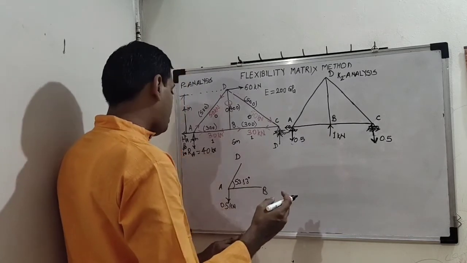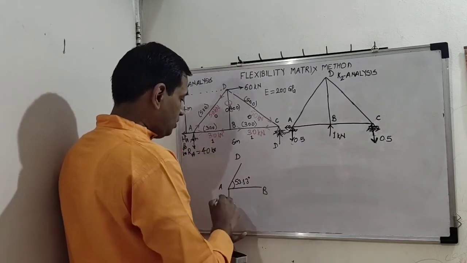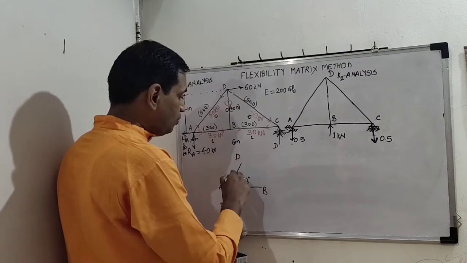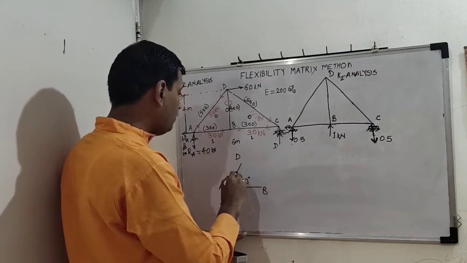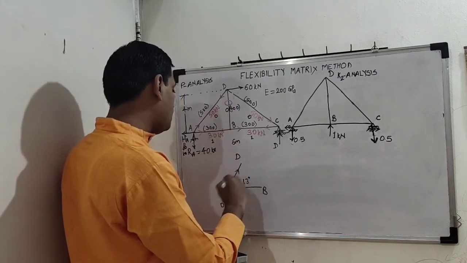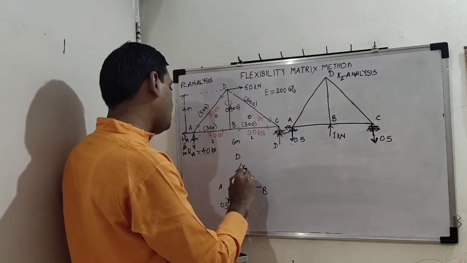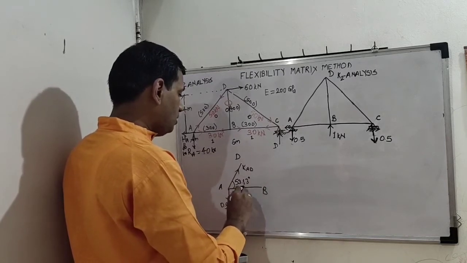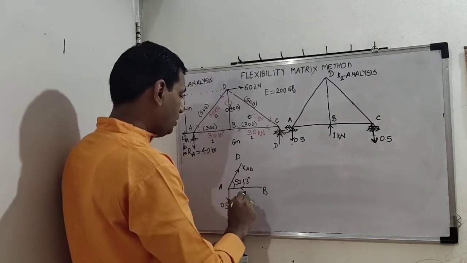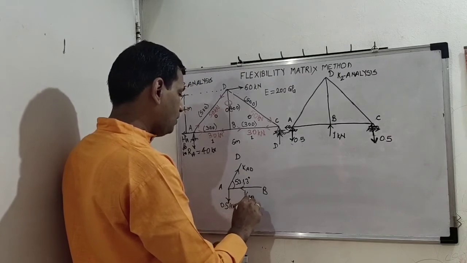So again, assume the directions. This is vertically downward, so this should go upward so that the vertical component of this force will be balanced. So this is KAD. This is, I am assuming towards the joint, KAB.